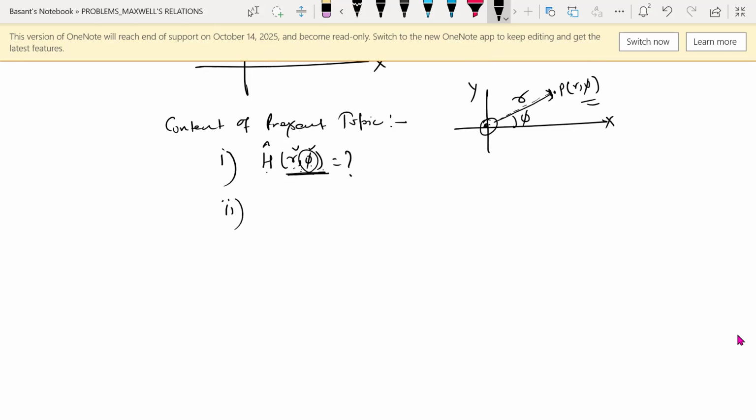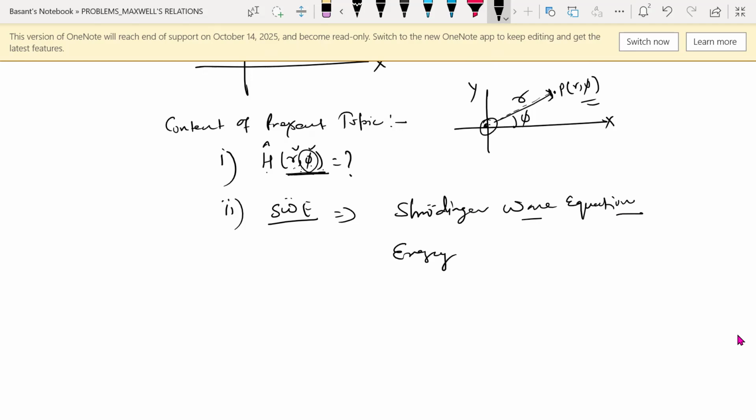Second, after that, we construct the Schrodinger wave equation. The Schrodinger wave equation is the energy eigenvalue equation, and this is represented as H psi is equal to E psi.